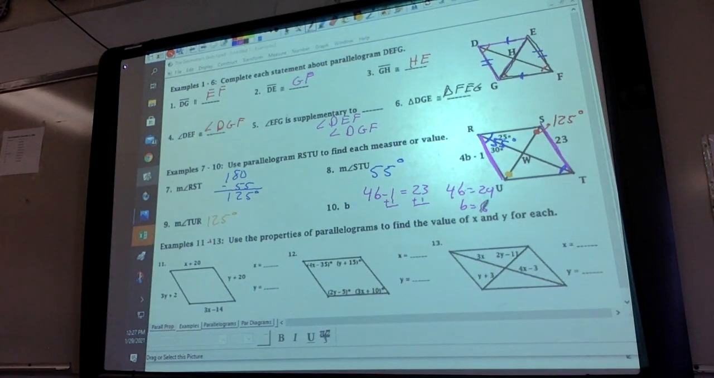So again, ask yourself every question with parallelograms: am I dealing with sides, angles, or diagonals?